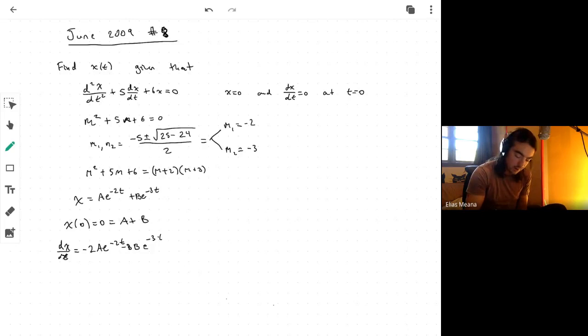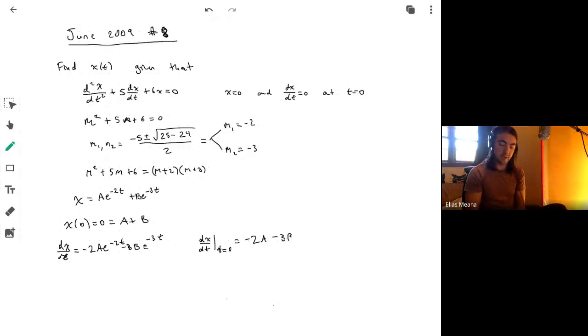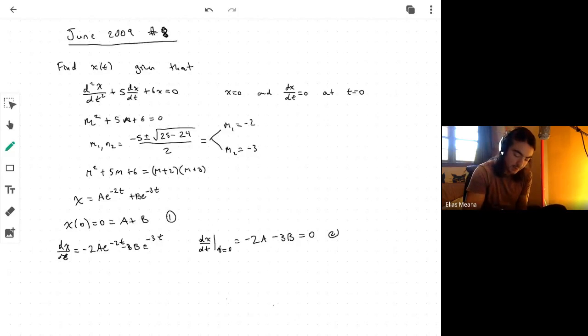So if we plug in 0, dx/dt at t equal to 0 is just minus 2a minus 3b, and this is all supposed to equal 0. No surprise here: we get two equations with two unknowns. We can solve this. So we're solving the equations a plus b equals 0 and minus 2a minus 3b equals 0. We don't have to combine these equations in any particular way. Substitution is really easy. The first one tells us that a is equal to minus b, and we can plug this into the other.